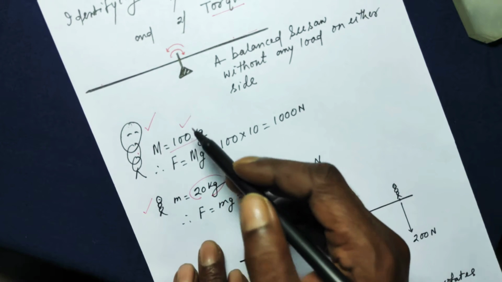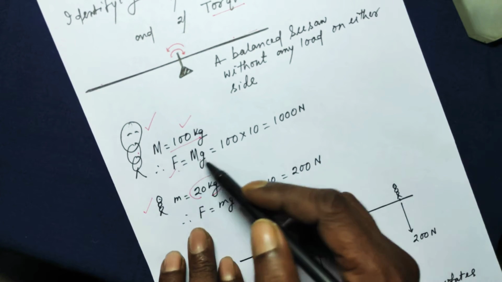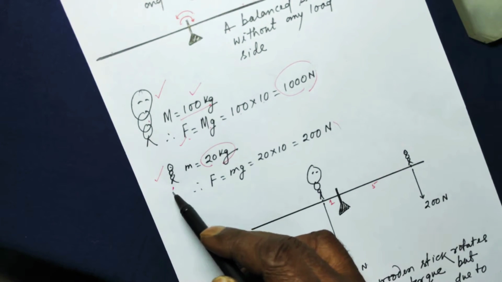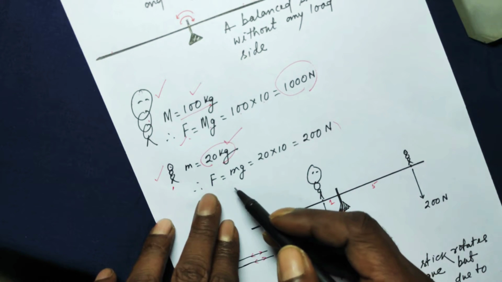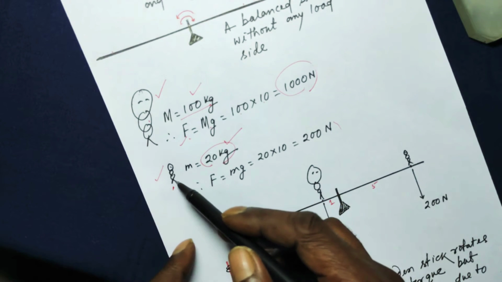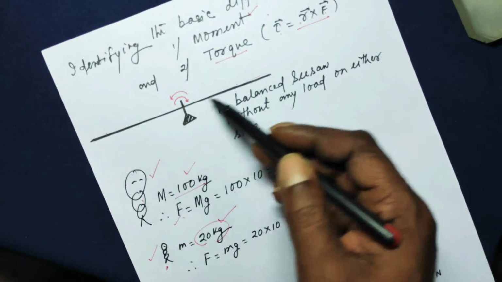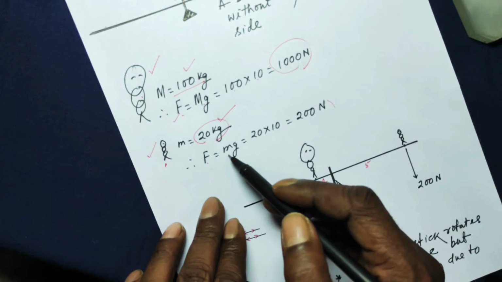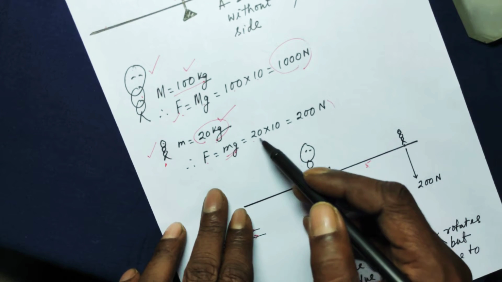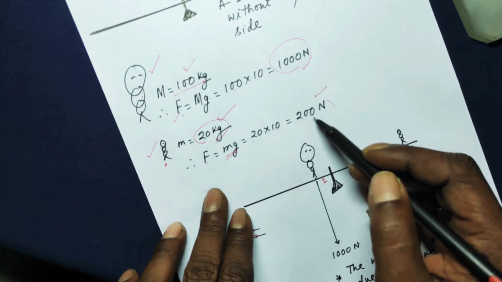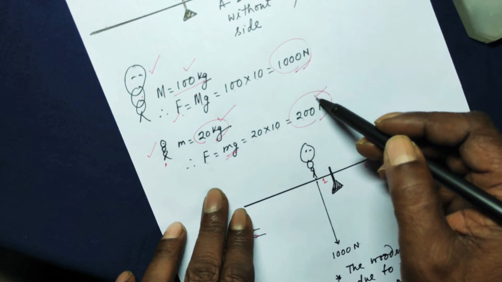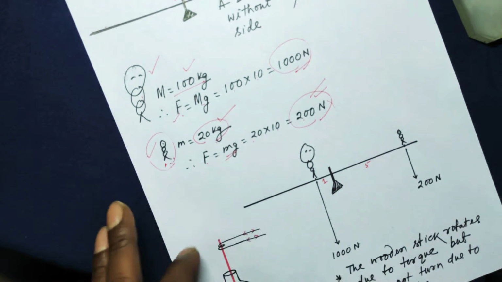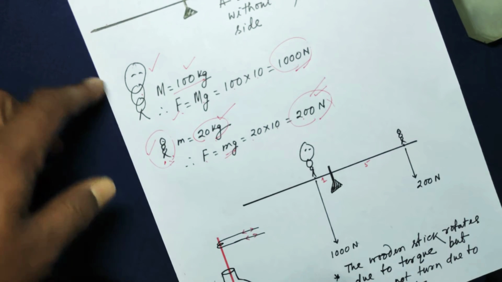His mass is given as 100 kg, so his weight, which is a force, will be m times g, that is 1000 Newton. And this little boy, who is just 20 kg, if he occupies a position anywhere on the seesaw, will have a vertically downward force F equal to his weight mg, that is 20 into 10, equal to 200 Newton. And this 1000 Newton is 5 times more than this. So what does this little boy have to do to balance him on the seesaw?